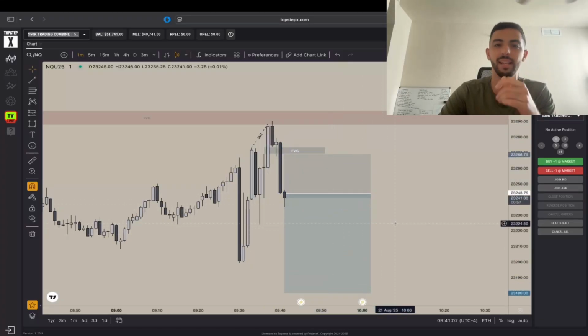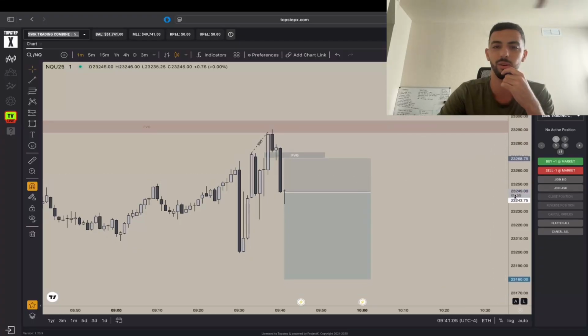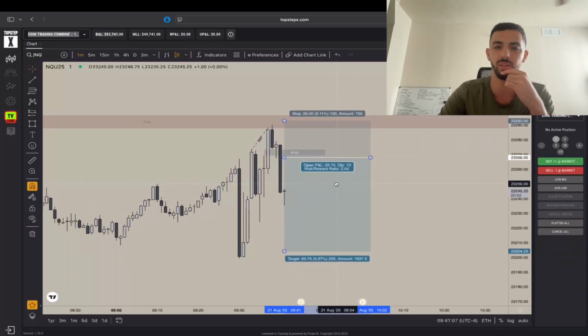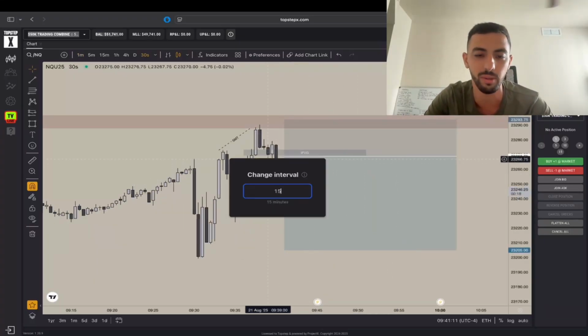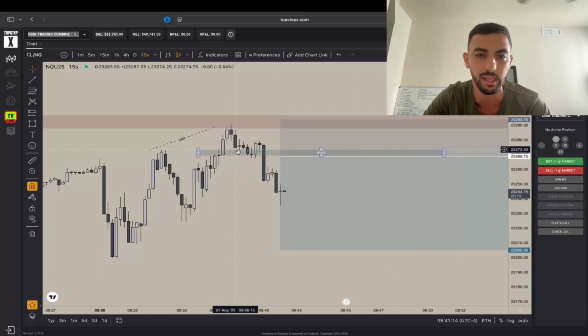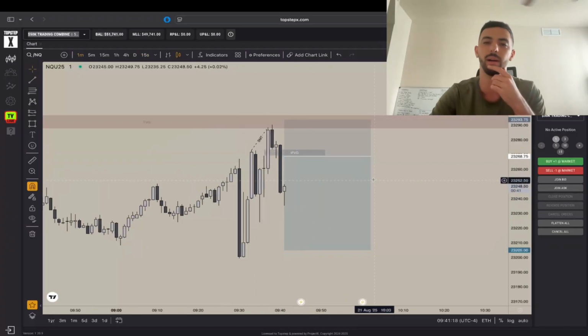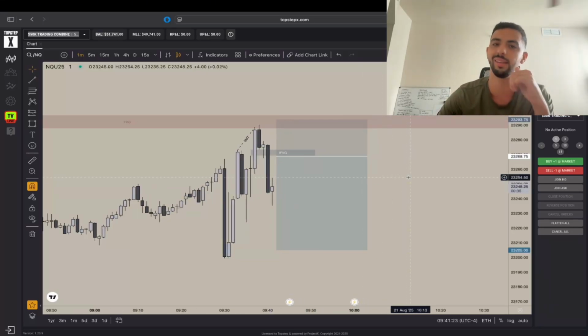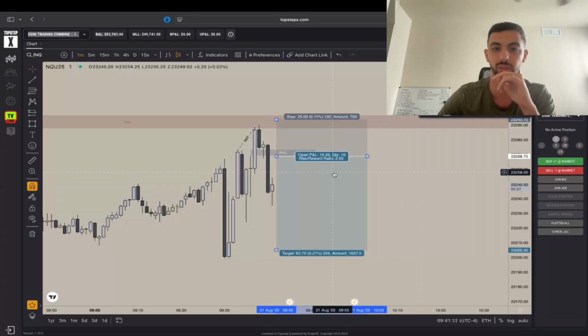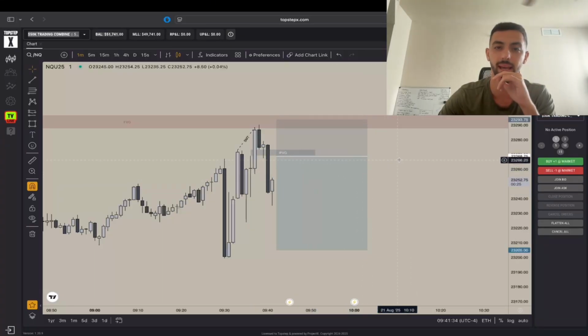So I'm not gonna take this just because the entry here is horrible. You see, this is why I hate it. Maybe on the 15 second we got a cleaner entry. Yeah, on the 15 second we could have entered, but again, that's not my rules. My plan says my rules say highest time frame inversion in the leg, and the highest time frame is that 1 minute. So I'll wait for a retest of the 1 minute gap.